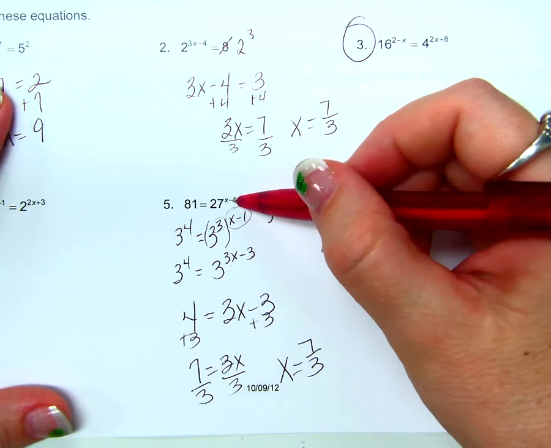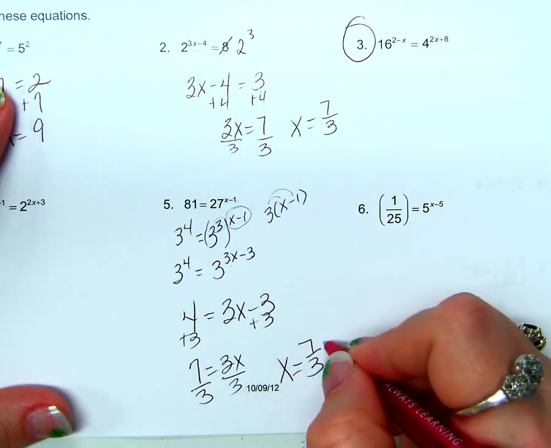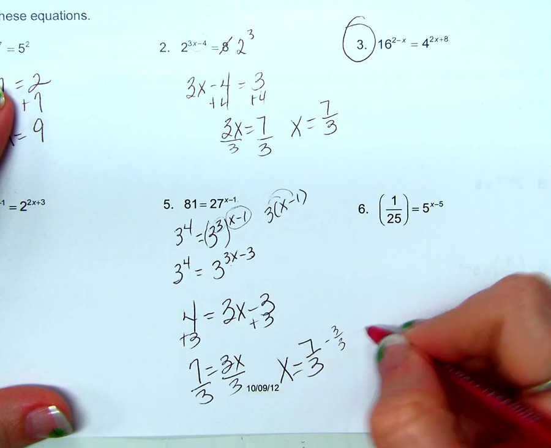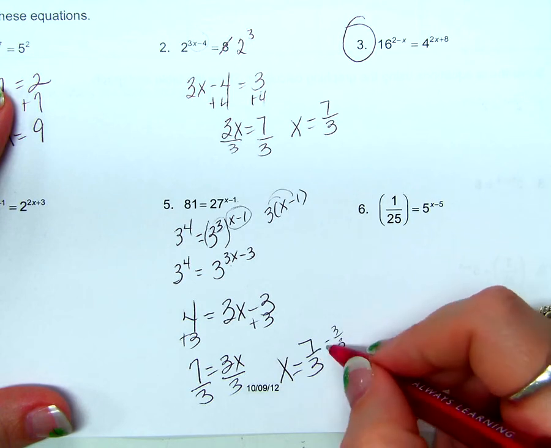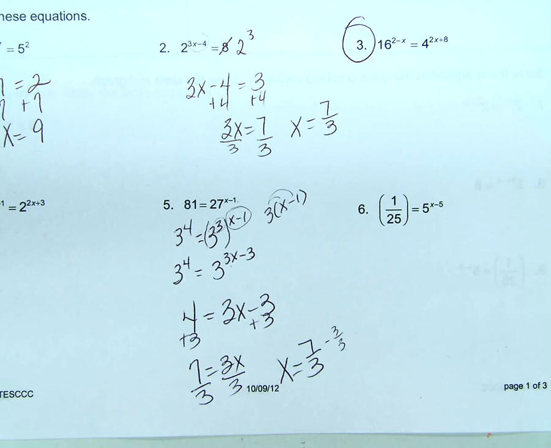What's 7/3 minus 1? It would be 3 over 3. Wouldn't that be 1? Oh, yeah. What's 7/3 minus 3/3? 4/3.